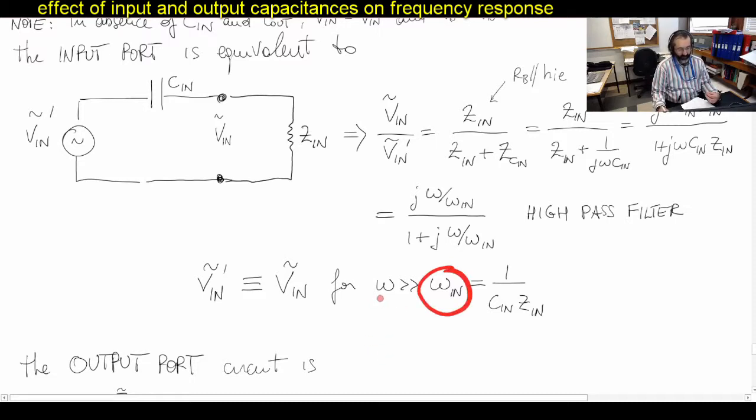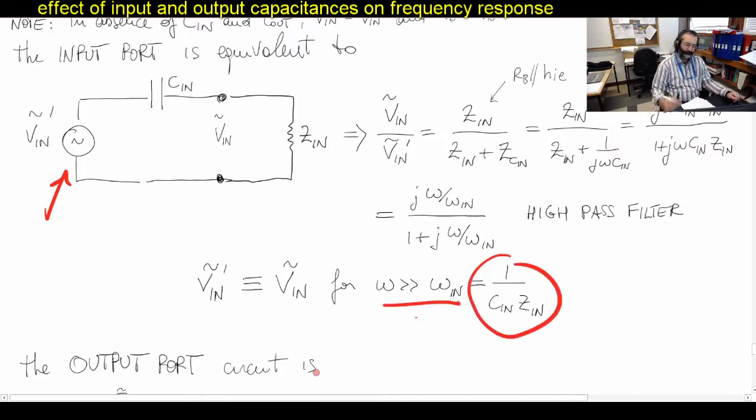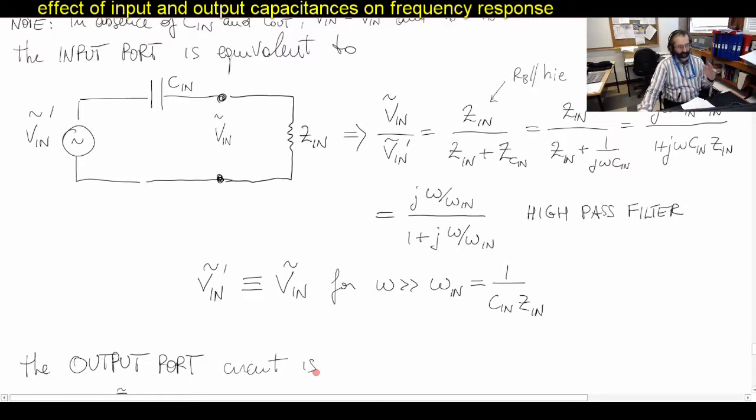Effectively what this is telling you is that frequencies that are much smaller than omega in are effectively rejected by the circuit because of the input capacitor. So the input capacitor effectively disappears, doesn't play any role, if omega of the generator is much bigger than omega in given by this. Okay, this is a first important result. So there is a high pass filter due to C in.